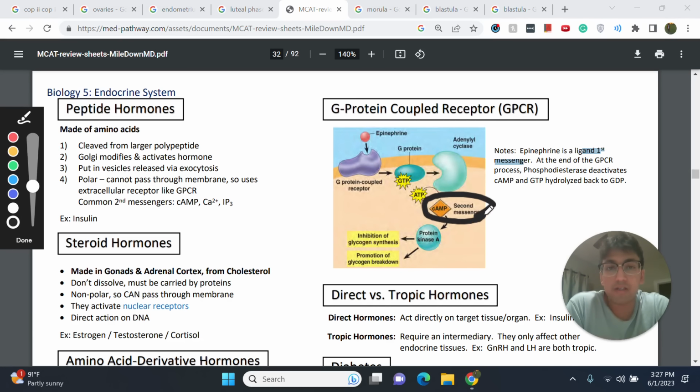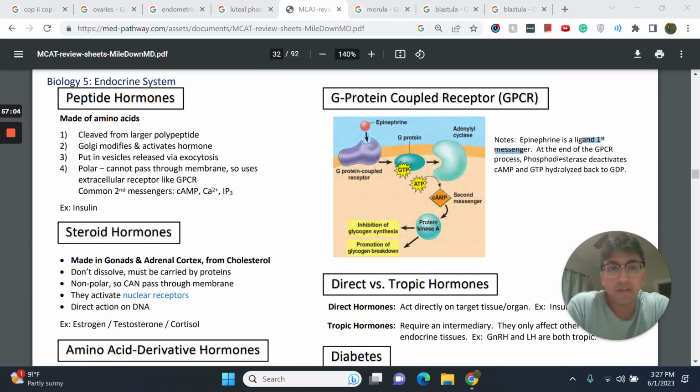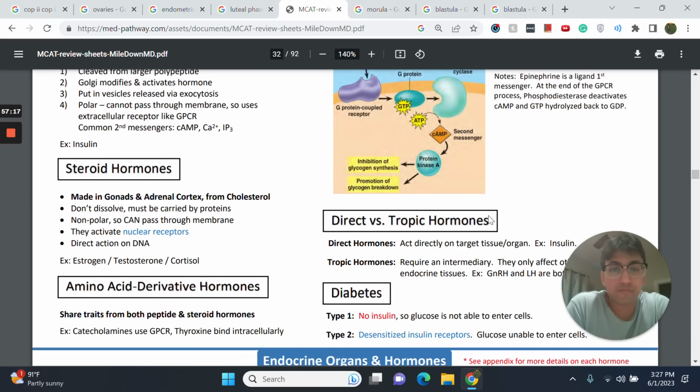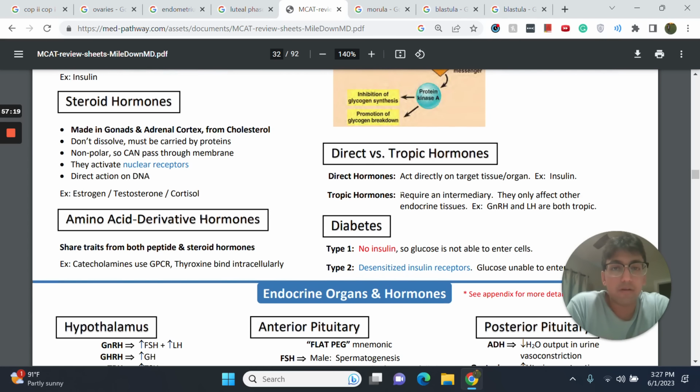Then cAMP causes protein kinase A to promote glycogen breakdown, right? So this is going to happen, and it's going to inhibit the synthesis of glycogen. So that means that we're going to have breakdown of glycogen. That's an example of what GPCRs do. And you should know that at the end of this process, phosphodiesterase deactivates the cAMP, and GTP is hydrolyzed back to GDP. This makes sure that the next time an epinephrine molecule binds to the GPCR, this whole process can happen again.